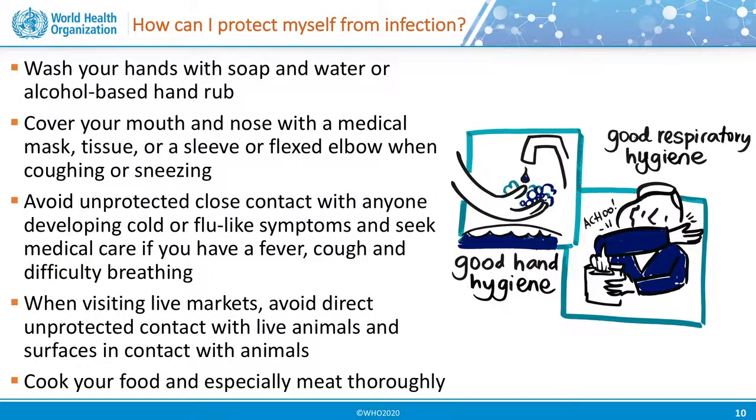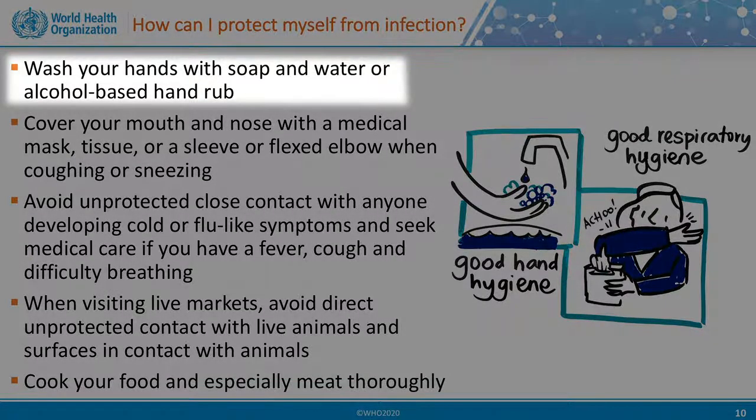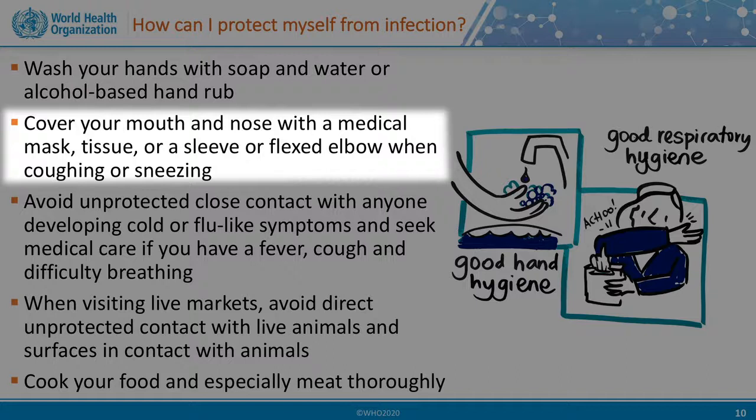So how can you protect yourself from infection? There are several ways in which you can protect yourself from infection. The first is to ensure that you wash your hands with soap and water or use an alcohol-based rub. And practice good respiratory hygiene, such as covering your mouth or nose with a medical mask if you're sick. Use a tissue or a sleeve or a flexed elbow when you cough or sneeze.